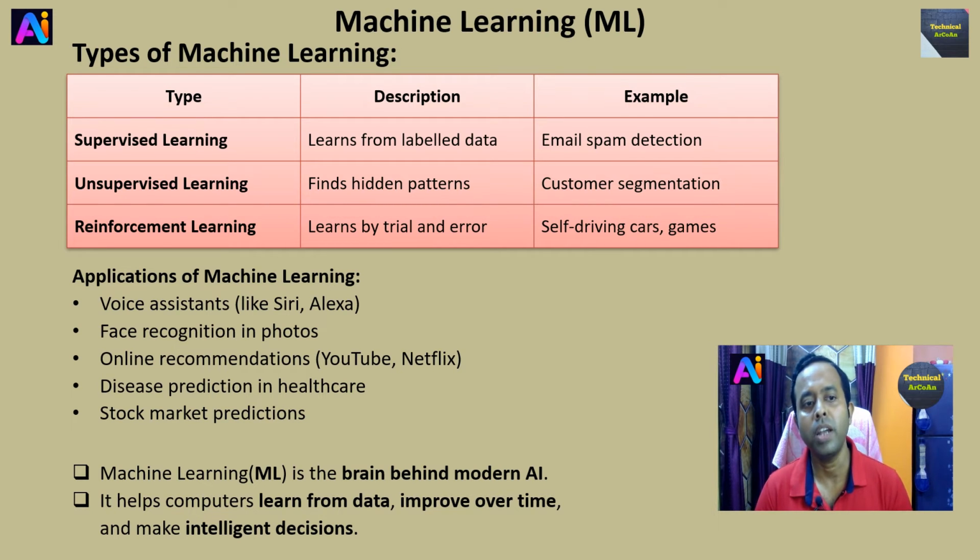Applications of machine learning include voice assistants like Siri and Alexa, and face recognition in photos. Online recommendation, on YouTube and Netflix. Just think about how Netflix or YouTube seems to know what you want to watch next. It looks like they read your mind, but actually it is not magic. It is done by machine learning, meaning they are trained.